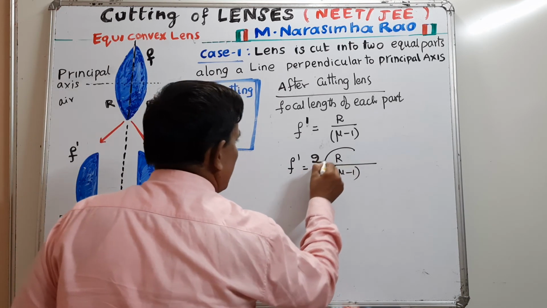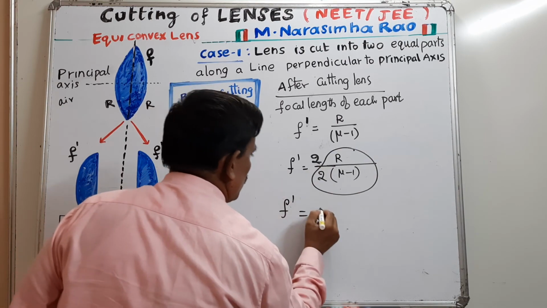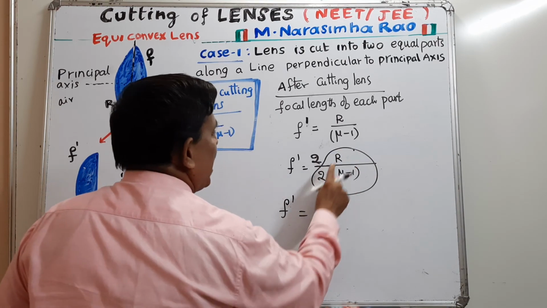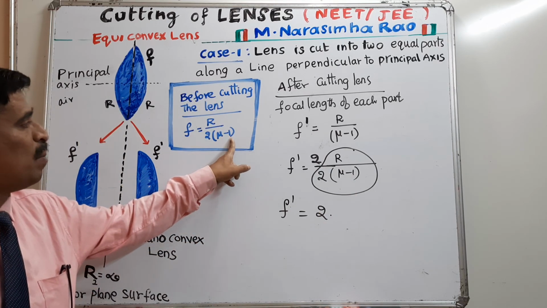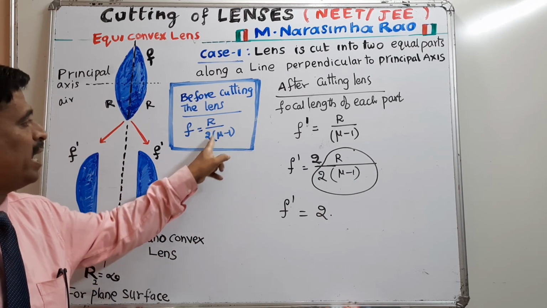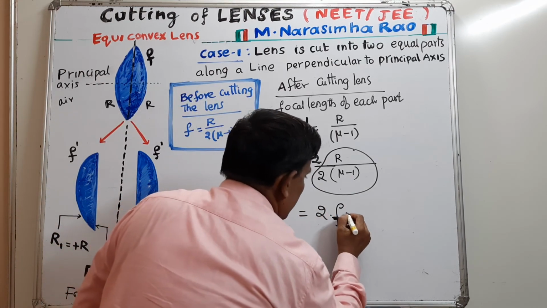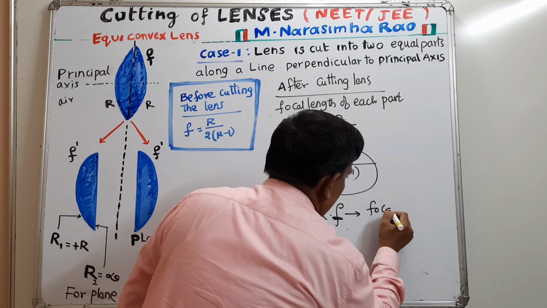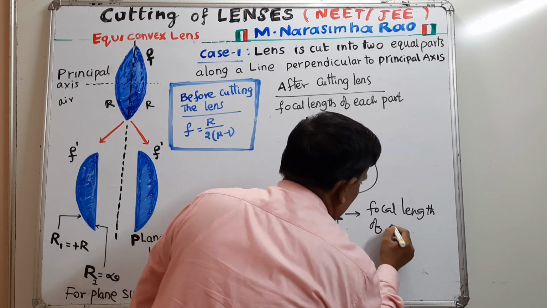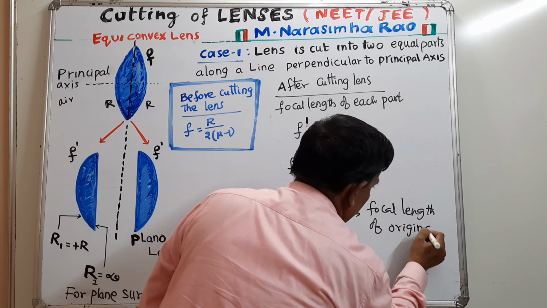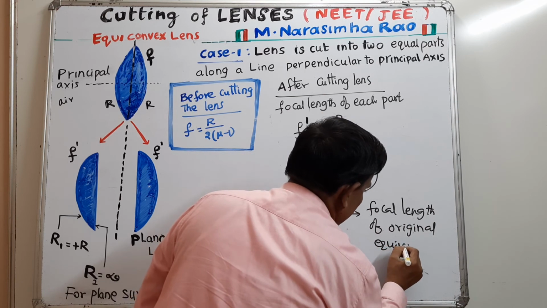Now you please listen here. F dash is equal to 2 into R by 2 into mu minus 1, that is, R by 2 into mu minus 1, which is nothing but F. F represents the focal length of the original equiconvex lens.